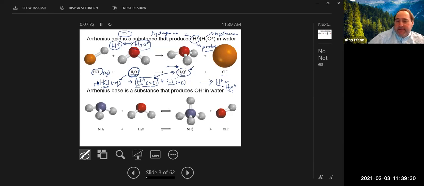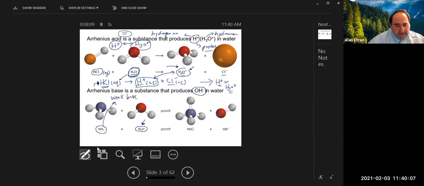Now, he defined a base as something that's able to produce OH minus, which is hydroxide. In this particular case, we do have water involved. Usually when we write reactions for bases, it's a good idea to include the water, because people have a very hard time figuring out what the base is reacting with, especially a base such as this one. So NH3, which is ammonia, is actually a base. It's a weak base. We'll talk a little more about that in a sec.